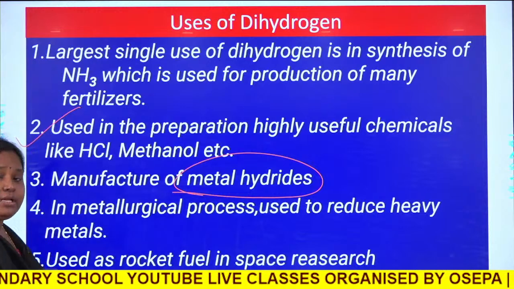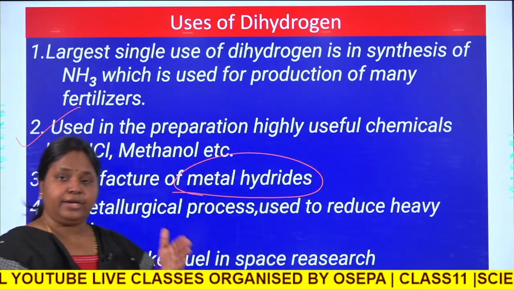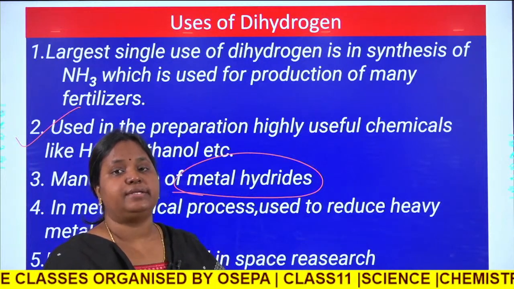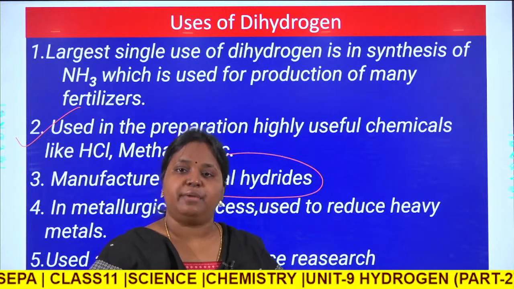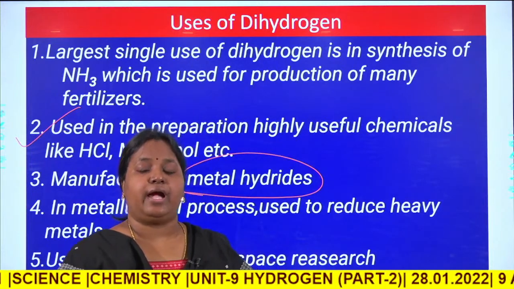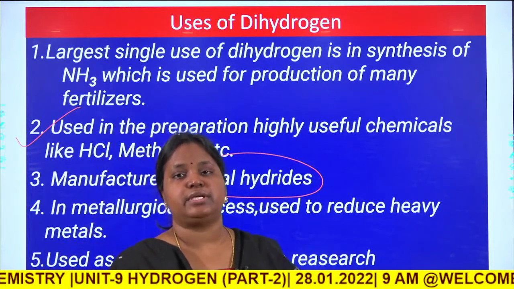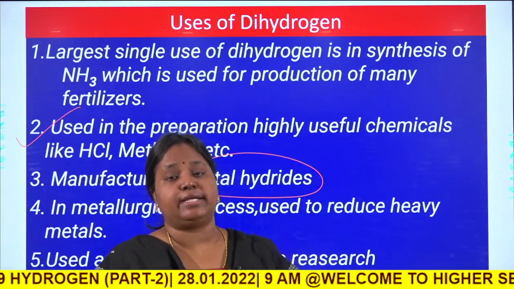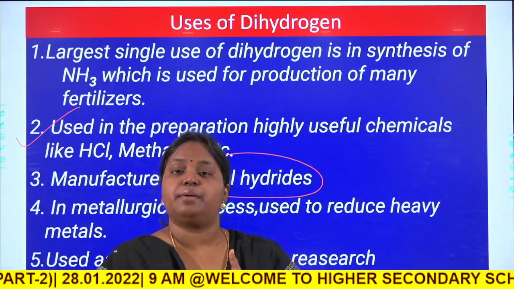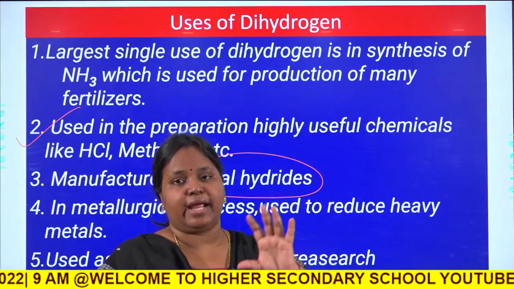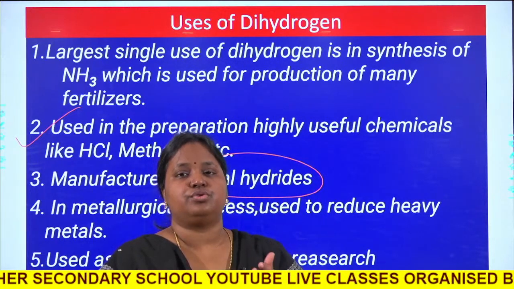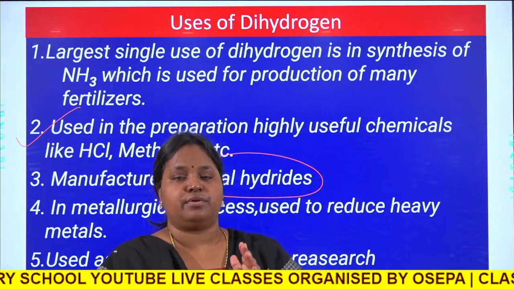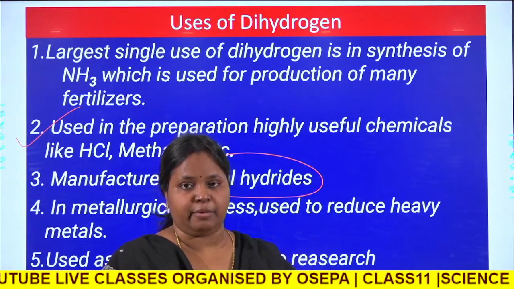Next, in the metallurgical process, we saw that hydrogen can reduce the oxides of metals which are less reactive than iron to the corresponding metal. So in metallurgy, hydrogen is used as a reducing agent to reduce the oxides of heavy metals. Remember, heavy metals are those whose reactivity is low. So these are used to reduce the heavy metals from their oxides to the corresponding metal.